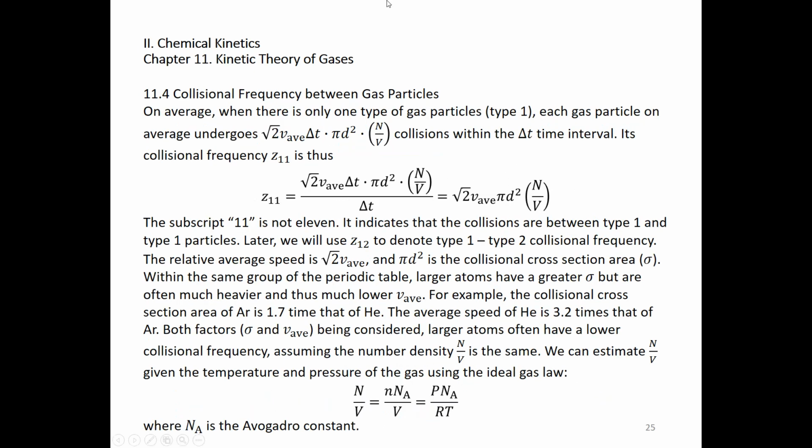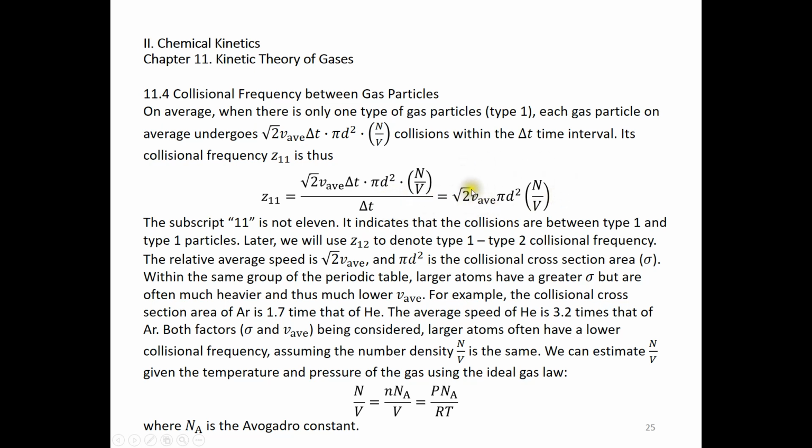And now on average, when there's only one type of gas particle, each particle on average undergoes this many collisions within the time interval delta t. And therefore we can compute the collisional frequency, denoted by lowercase c sub 11. C sub 11 means the collisional frequency experienced by one particle, and this 11 means type 1 and type 1 collision. So we have the number of collisions within delta t divided by delta t, and that's the frequency.